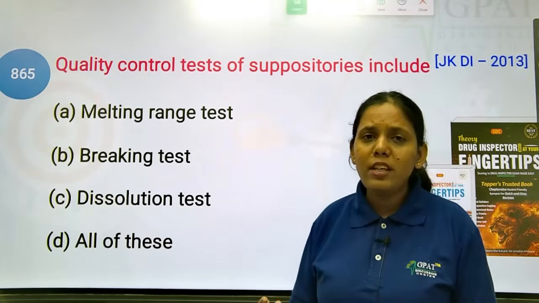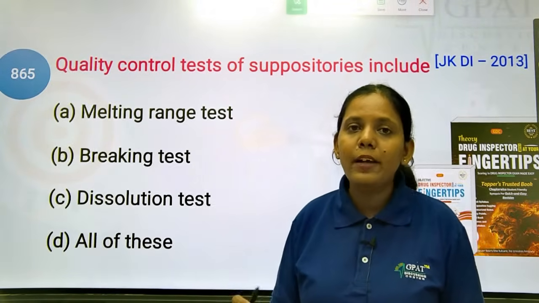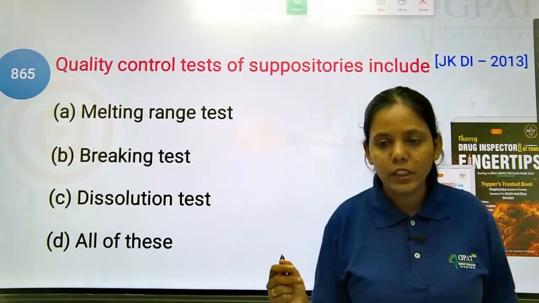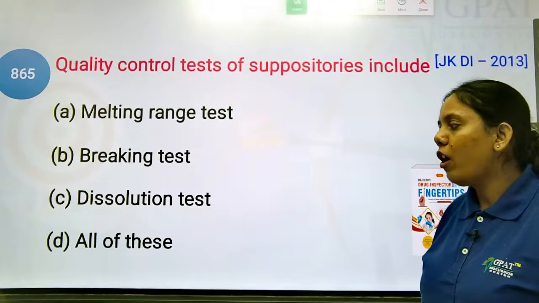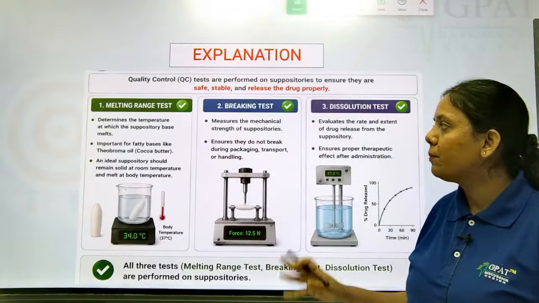Breaking test to see how strong the suppository is. Dissolution test to see whether the suppository is able to release the required amount of the drug or not. So all of these, option D is the right answer. Very good. Option D is the right answer.